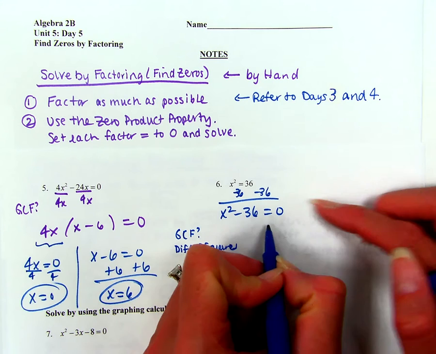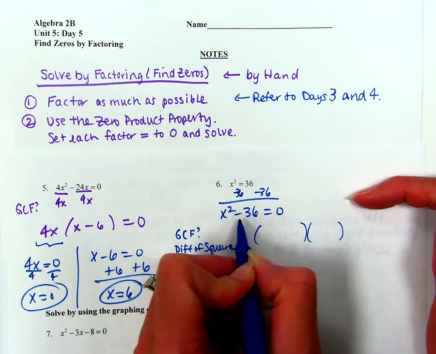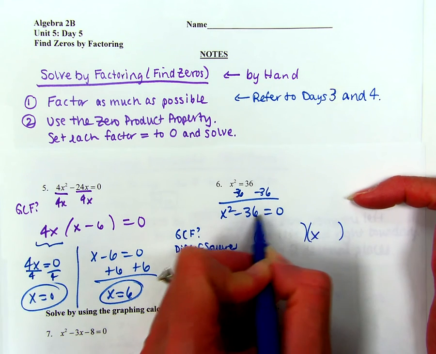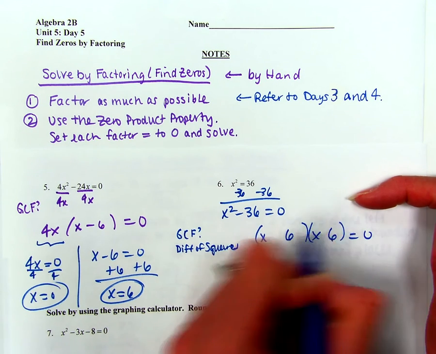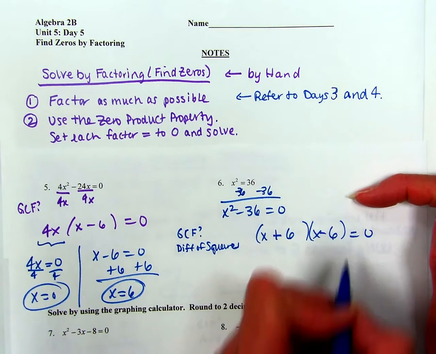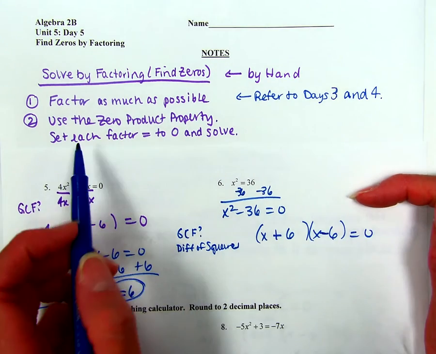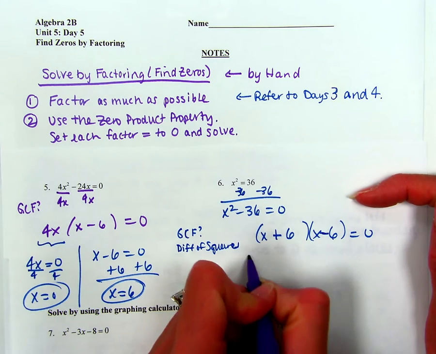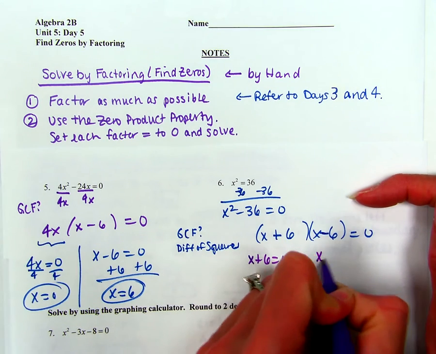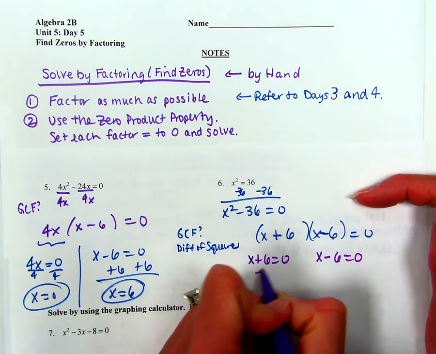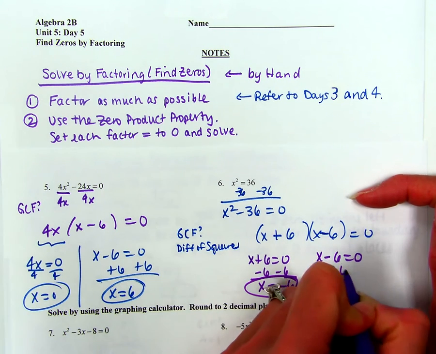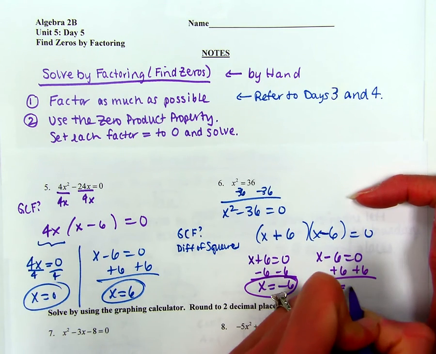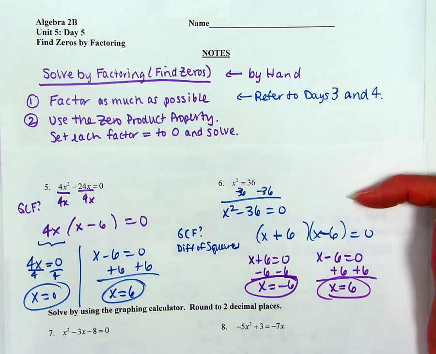Okay, but this one is a perfect square, so what multiplies to x squared? Well, x and x. What's the square root of 36? It's 6. And so one of them is plus 6, and one of them is minus 6. Now that I've done my factoring, I do the zero product property. So x plus 6 equals 0, x minus 6 equals 0. So I have x equals negative 6, and x equals positive 6.